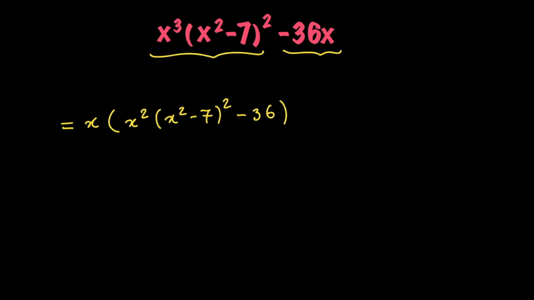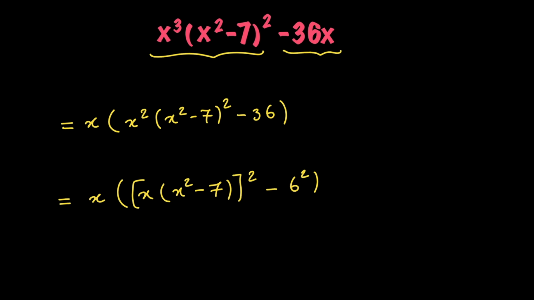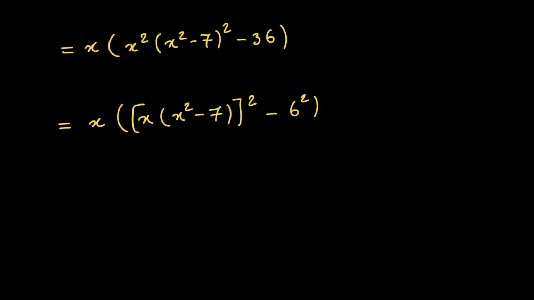Great. Next, notice that I can write the expression inside of the parentheses as x times x squared minus 7, and then this product squared, and I can write 36 as 6 squared. Cool. So basically, by doing that, I can see that we have a difference of two squares. So let's go ahead and use that to factor it.